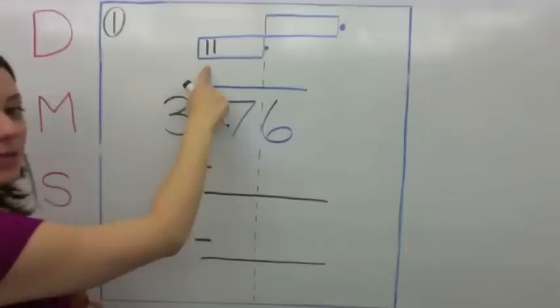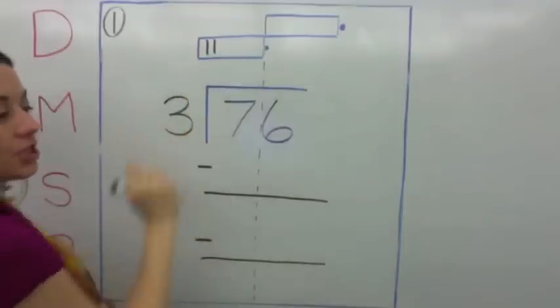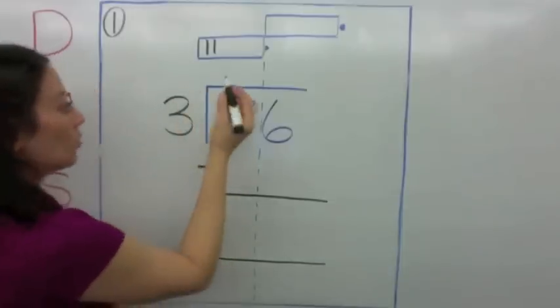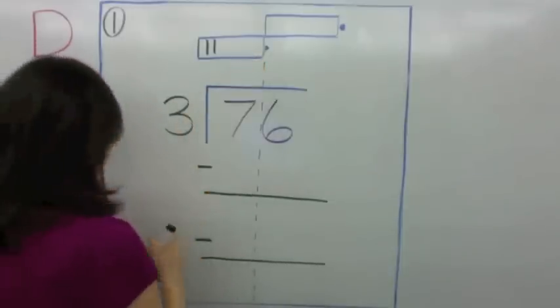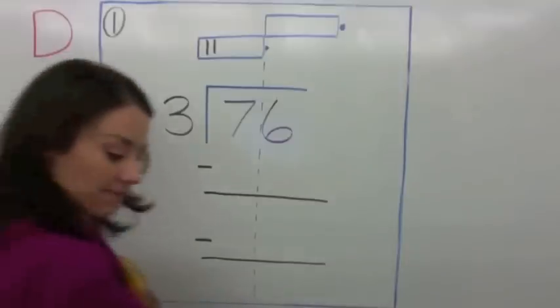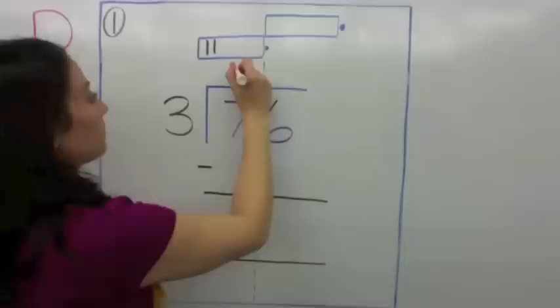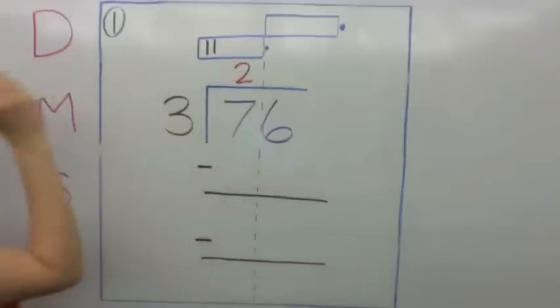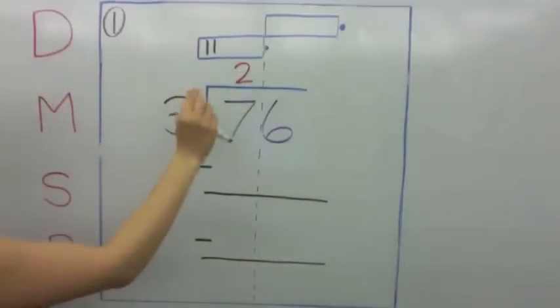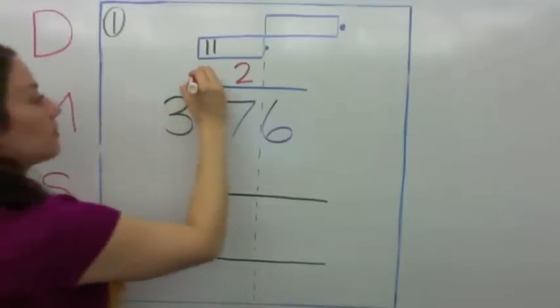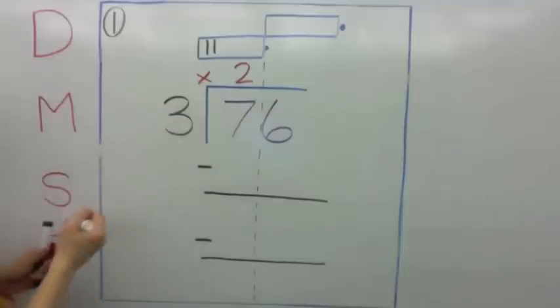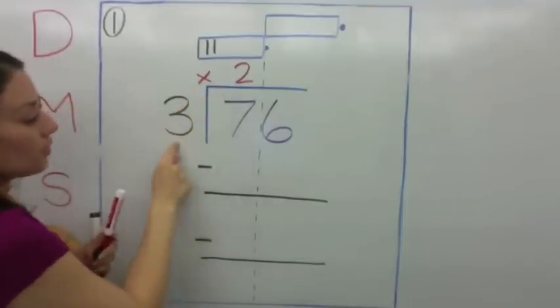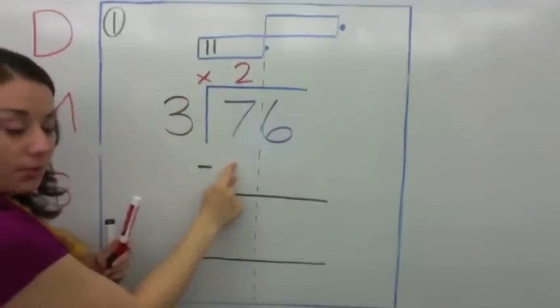How many tallies do we have? We say 1, 2. Touch the dot. We have 2. So we're going to go ahead and put a 2 above the 7. Now we divide it. 7 divided by 3 is 2. Now the next step is multiply. 2 times 3 we know is 6. And we're going to put it right here.